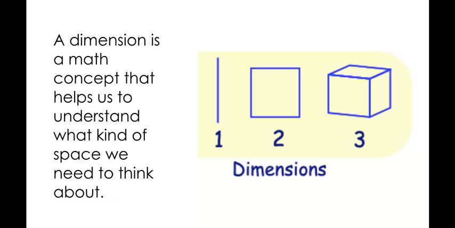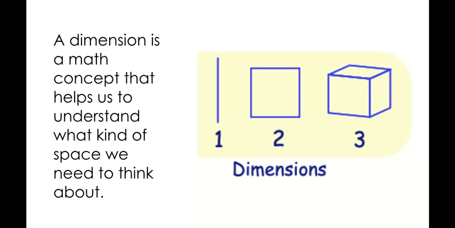A dimension is a math concept that helps us to understand what kind of space we need to think about. So a 3D movie is a movie that seems to come out of the screen at you. You can see the whole height of the screen, you can see the whole width of the screen, and the people seem to jump out of that screen at you. That's why it's a 3D movie. It has length and width and depth. It seems deep as well.